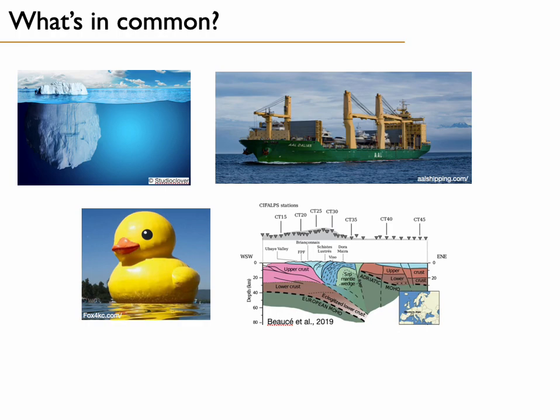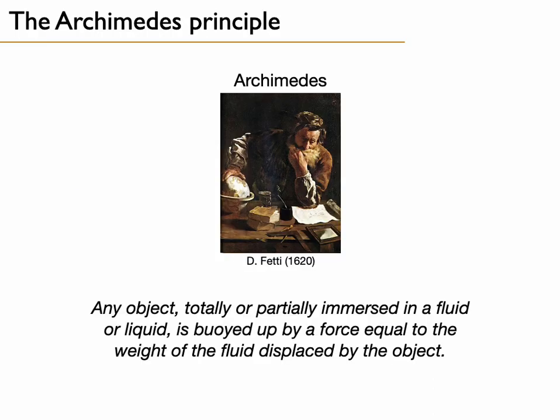Now the question you may ask is, what is common between a floating iceberg, a floating cargo ship, a giant toy duck floating on the lake, and a mountain belt such as the Alps here? So that's a cross section of the Alps over 80 kilometer thickness and a topographic profile here on the top. There is indeed something common. It may not be obvious, but all of these systems are supposed to follow the Archimedes principle.